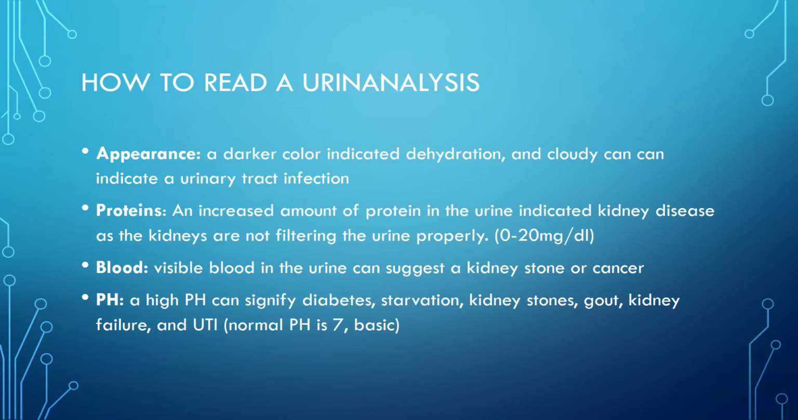Blood is measured in appearance as well, so if blood is visibly apparent in the urine, it can suggest a kidney stone or also cancer. When measuring the pH, the normal pH of urine should be neutral, which is 7. A high pH can signify diabetes, starvation, kidney stones, gout, or kidney failure, or a urinary tract infection.